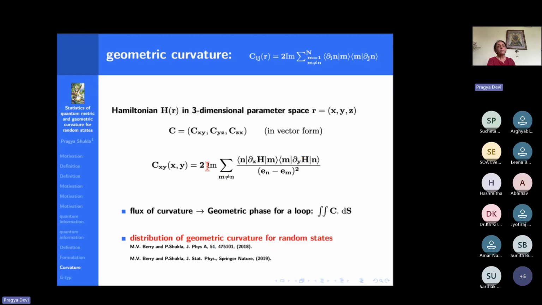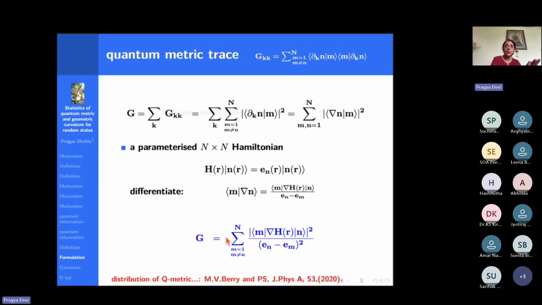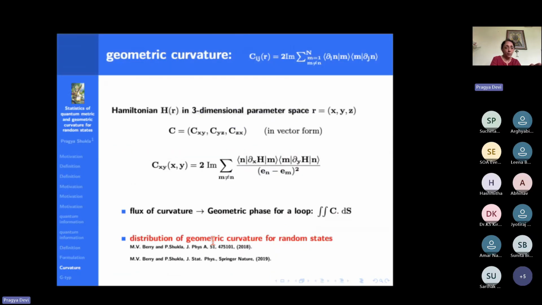Another thing, because it is an antisymmetric term, it also has an imaginary part. So curvature is 0 if you are considering the real eigenstates. Okay, a real eigenstate has no curvature. But that is not true for the metric, and that's why curvature does not always give you all the information that the metric can give you.